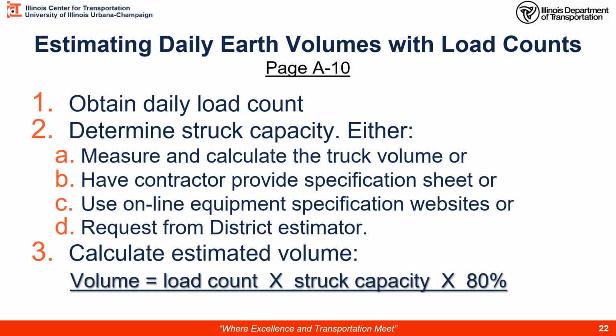You can find this information on page A10 in the DOT guide. We're going to use a specific capacity, struck capacity. There are a couple of ways we can find the struck capacity of our equipment. We can measure and calculate the volume of that piece of equipment by taking our tape and measuring 3 dimensions and calculating a volume. We could have the contractor provide a specification sheet, such as from Equipment Watch. There are many online equipment specification websites, or we can try to request it from the district estimator.